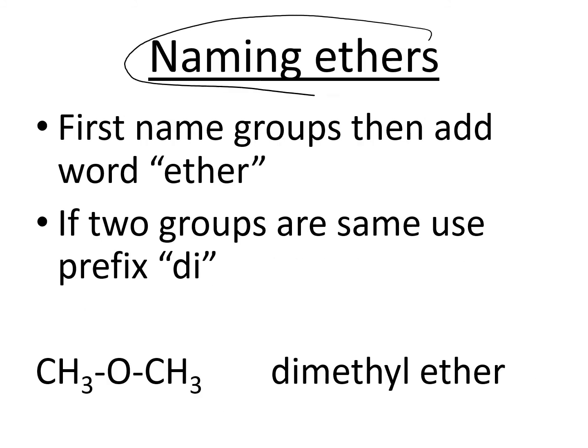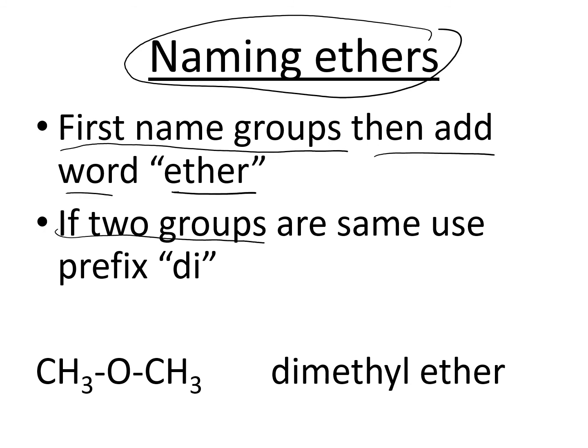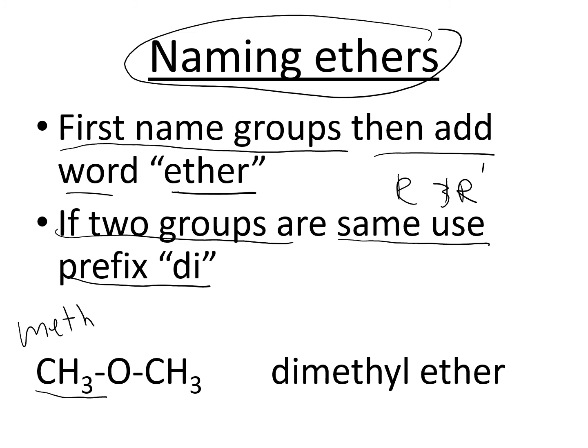To name ethers, first you name the groups, then add the word ether. If your two groups are the same, your R and R prime, use the prefix di. CH3 is called a methyl. The other group attached in our ether is also a methyl. So we have two of the same group, so we would have dimethyl, and then we write the word ether to show what kind of compound it is.